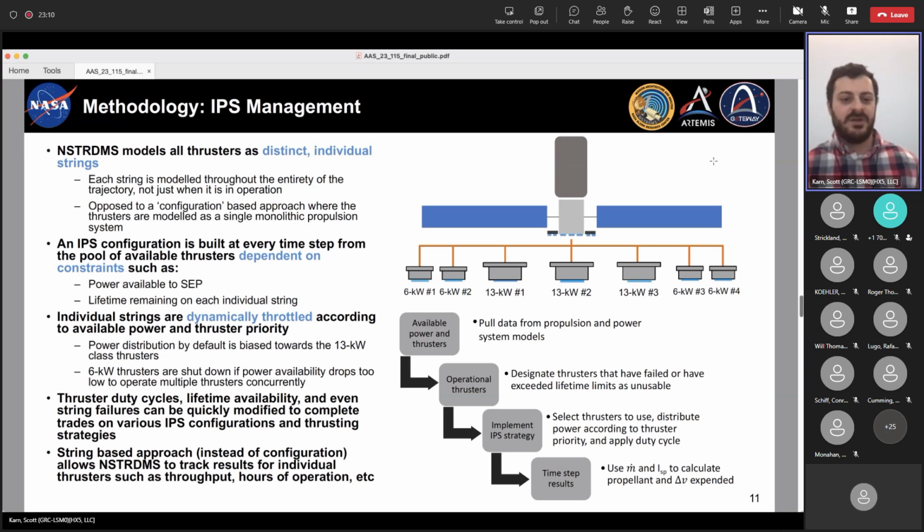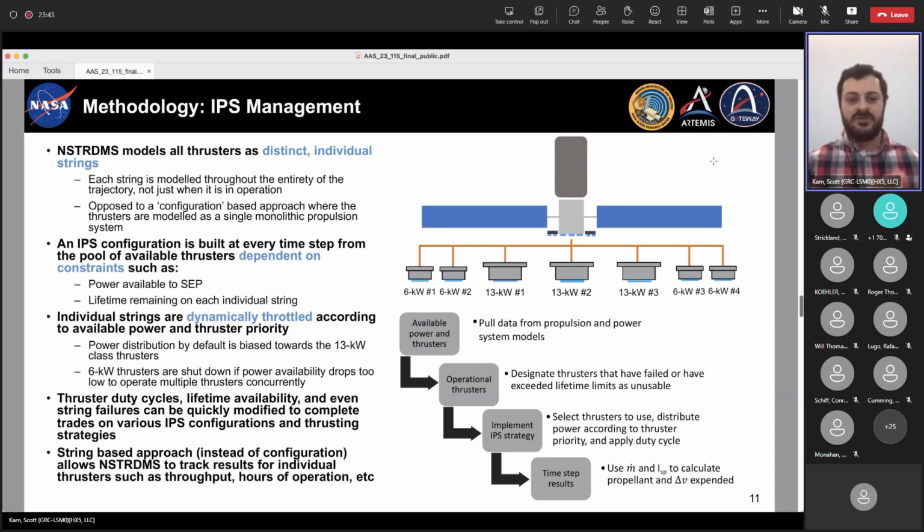And in high fidelity tools, and specifically in Copernicus, it's very difficult to model individual thruster strings and their behavior. Copernicus actually just models one monolithic engine as opposed to individual thrusters. So there's a lot of onus on the mission designer to do all the back-end polishing and post-processing of the data to back out what individual thruster strings are doing throughout the mission. But in NSTRDMS, we've integrated a native algorithm to do all of that for us.